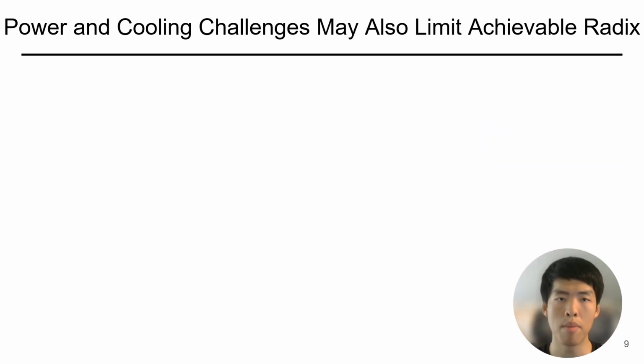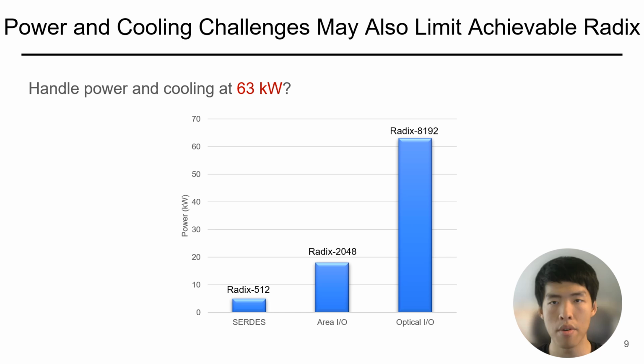Even if we forget about the bandwidth limitation, a Waferscale network switch draws excessive power. The figure plots the required power for various radix that we achieve using SerDes, area I/O, and optical I/O at 300 mm substrate. We see that at 8192 radix, the system uses 63 kilowatts. This is too high even for liquid cooling. We can only liquid cool the 2048 radix system. The situation becomes worse if we consider air cooling only.